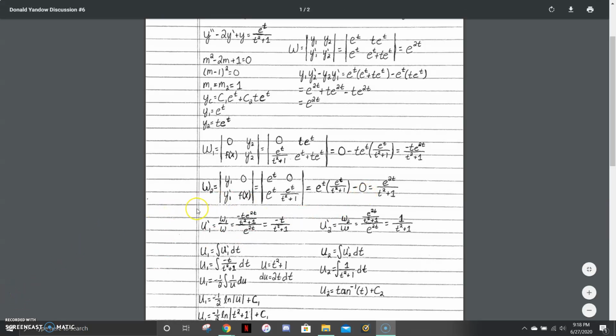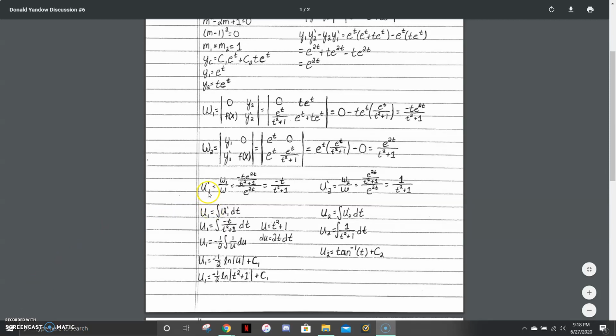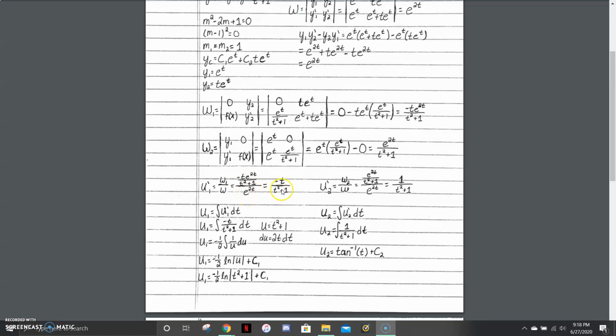So now that we have our w1 and w2, we can start solving for our u1 prime and u2 prime. So u1 prime is w1 over w. And from up here, our w1 is negative te to the 2t over t squared plus 1 divided by e to the 2t. Simplified, that is negative t over t squared plus 1. u2 prime is w2 over w, which equals e to the 2t over t squared plus 1 divided by e to the 2t. After simplifying, we are left with 1 over t squared plus 1.